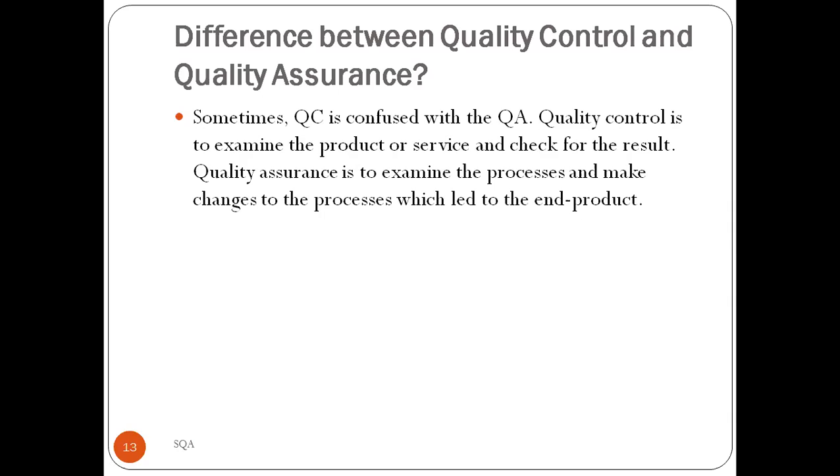कोई भी प्रोसेस यूज करके कोई भी चीज बनाई, QC सिर्फ देखेगी प्रोडक्ट में क्या है, जस्ट प्रोडक्ट. ओके, वो प्रोसेस के बारे में कुछ नहीं सोचेगी, कि प्रोसेस क्या यूज किया आपने, क्या किया क्या नहीं किया, क्या गाइडलाइन फॉलो की, कुछ भी नहीं, जस्ट वो चेक करेगी फाइनल प्रोडक्ट, फाइनल आउटकम. बट QA team must examine the process and make changes to the process which lead to the end product.